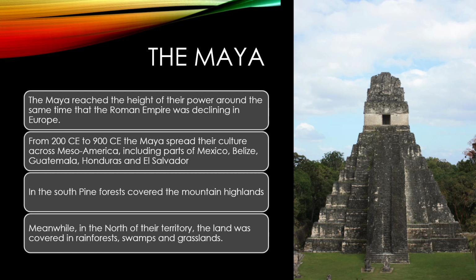But from the year 200 CE to 900 CE, the Maya spread their culture across Mesoamerica, including parts of Mexico, Belize, Guatemala, Honduras, and El Salvador. Now, the Mayan landscape was rather varied because they controlled quite a large amount of land. In the south, you would find pine forests that would cover the mountain highlands. Meanwhile, in the north of their territory, the land was covered in rainforests, swamps, and grasslands.